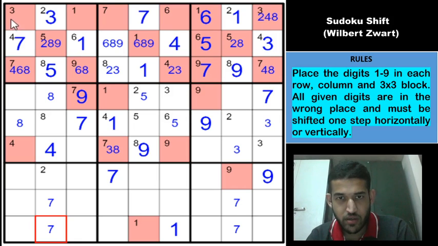The 4 is in one of these two cells, which is not helping us really, right? Okay, now this 4 cannot come down, right? Because 4 is already here. So 4 must be in one of these two cells.